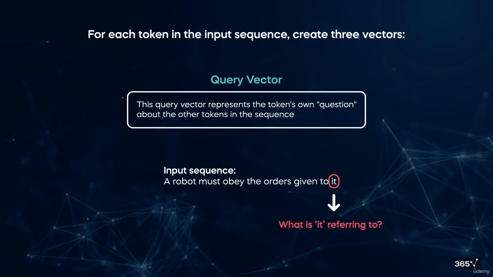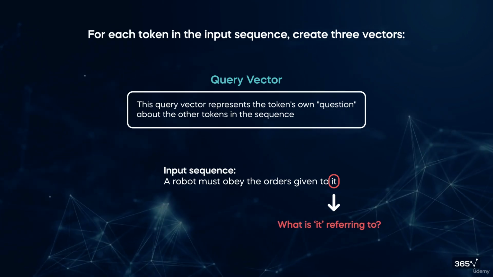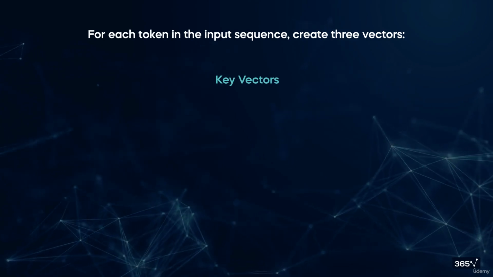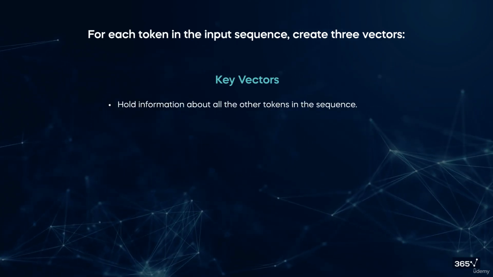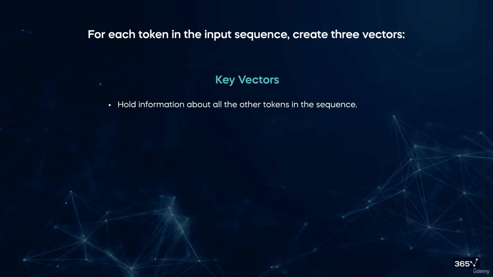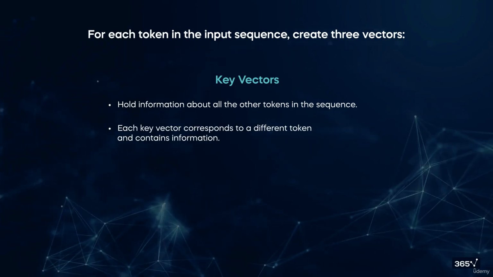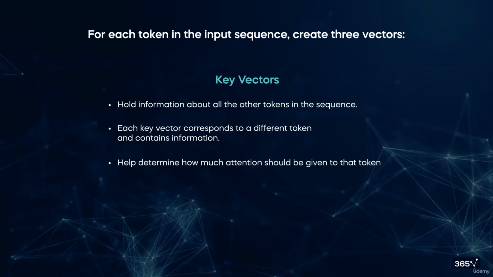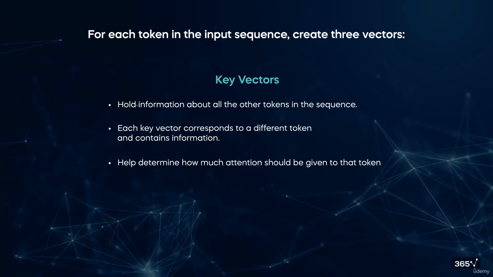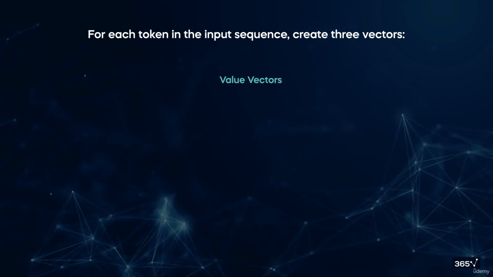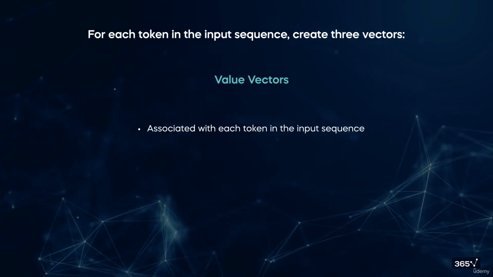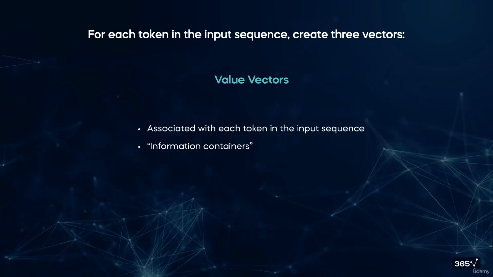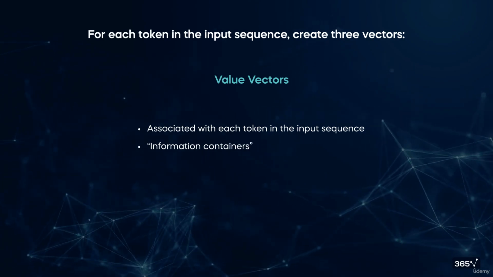To put it simply, you can think of the query vector as the currently attended to token in the input sequence. The key vectors, on the other hand, hold information about all the other tokens in the sequence. Each key vector corresponds to a different token and contains information that helps determine how much attention should be given to that token. Value vectors are associated with each token in the input sequence. Think of them as information containers that hold the actual content or knowledge about each token.